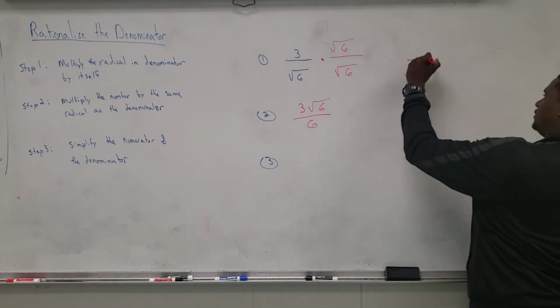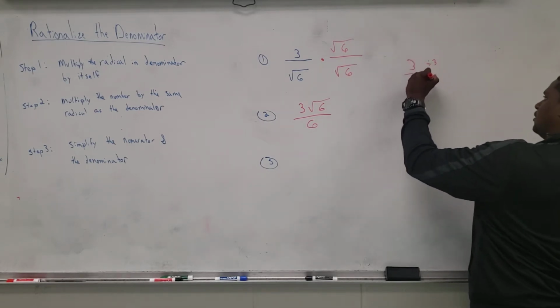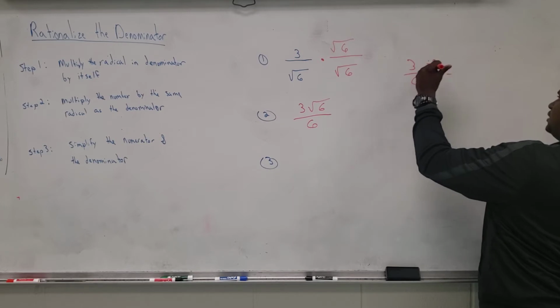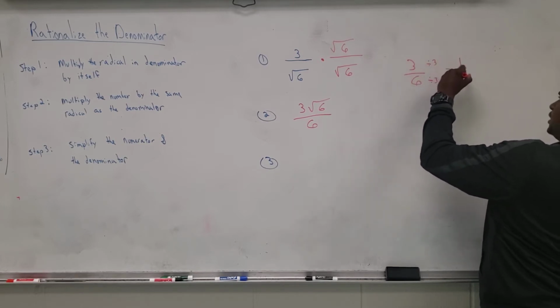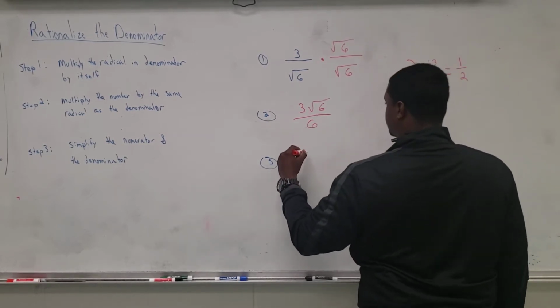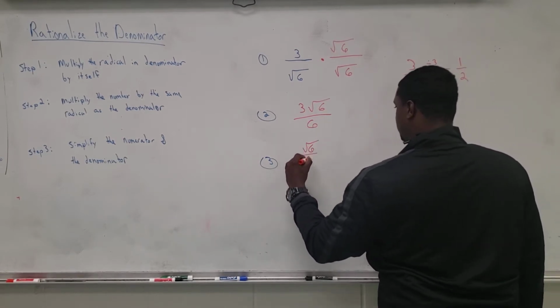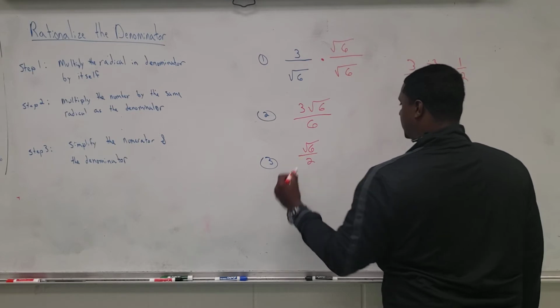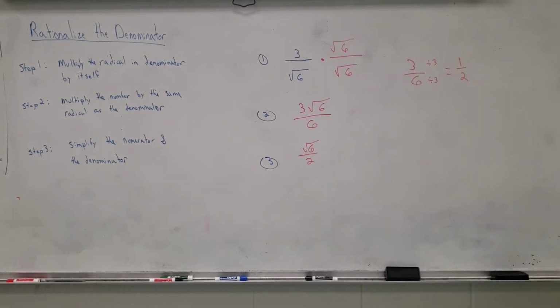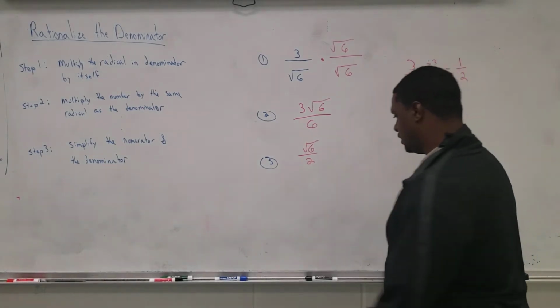In our fraction, our numerator and our denominator, we can divide both of these by 3, and we get 1/2. So we don't have to put the 1 in the numerator. So all we have is square root of 6 divided by 2. All right, let's look at another one.